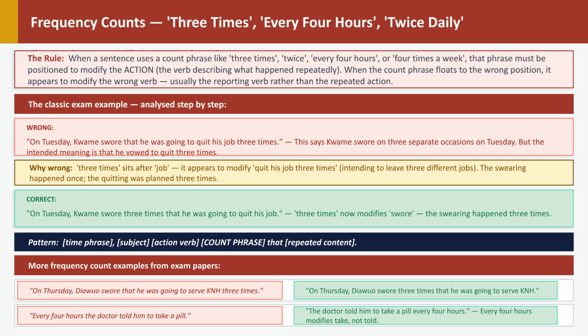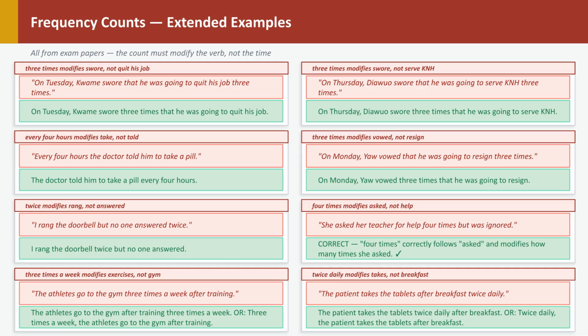Section 7 introduces frequency counts, phrases like 3 times or every 4 hours. These modifiers must be positioned to modify the action, not a time phrase. Frequency counts must modify the repeated action verb.